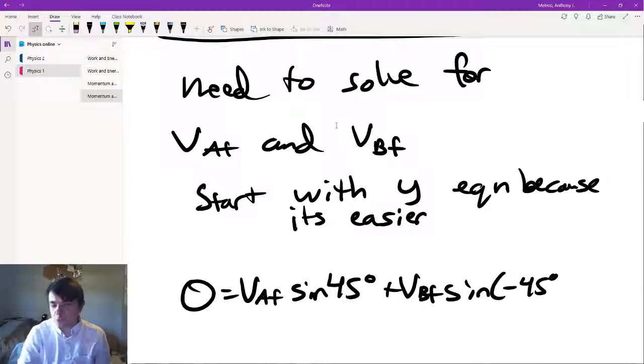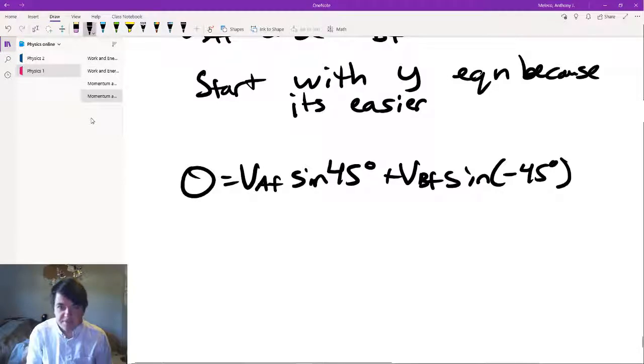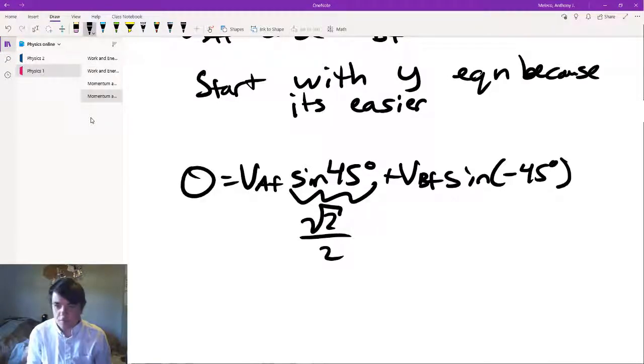By the way, I should mention, once you get to this point, it's basically all algebra and how good you are with tricks. You've kind of done all the physics. It's kind of like forces, right? Once you have your x, y equations, the rest of it's just algebra, albeit a lot of complicated algebra. So I'm going to try to simplify this as best I can. Sine of 45 degrees is root 2 over 2, if you remember your trick.